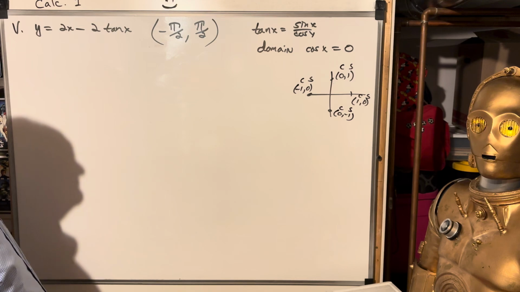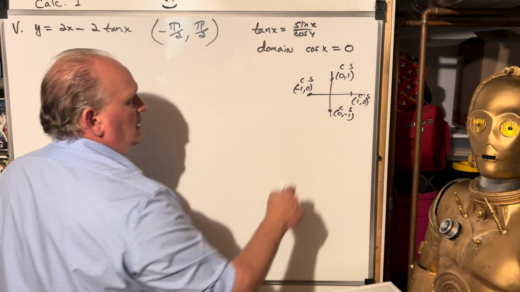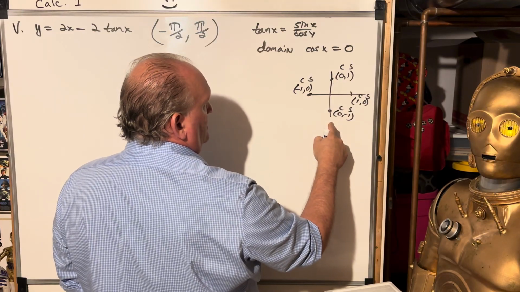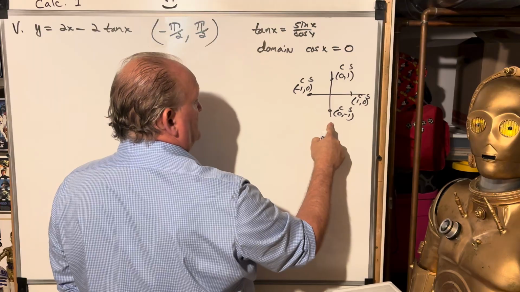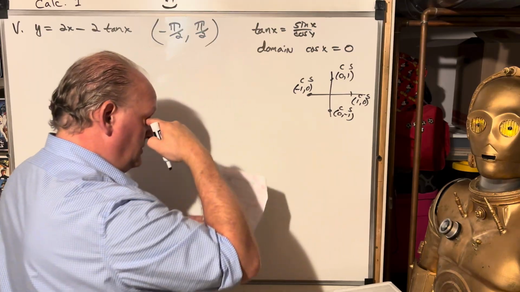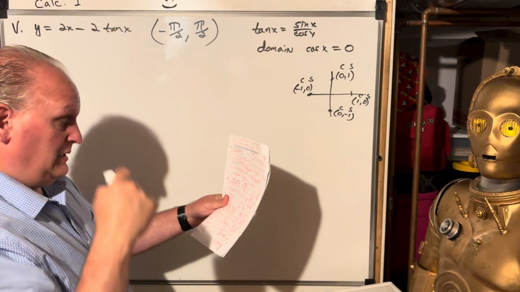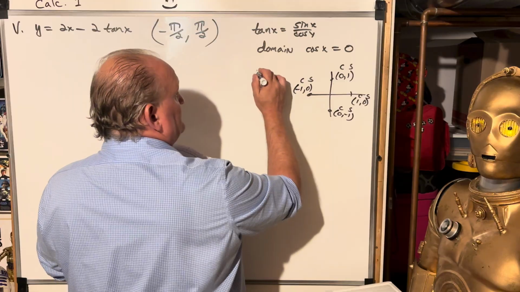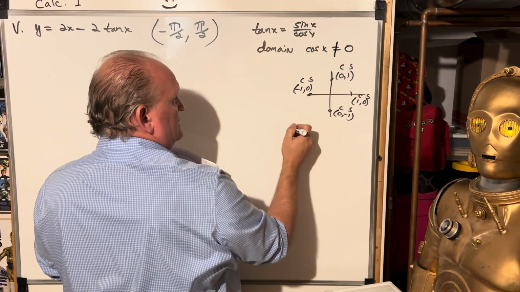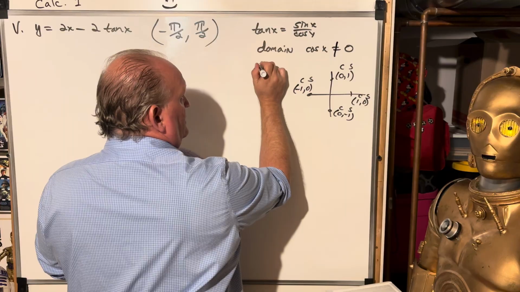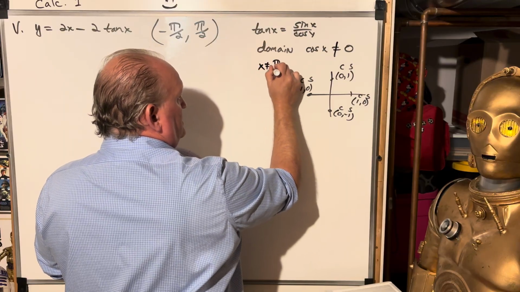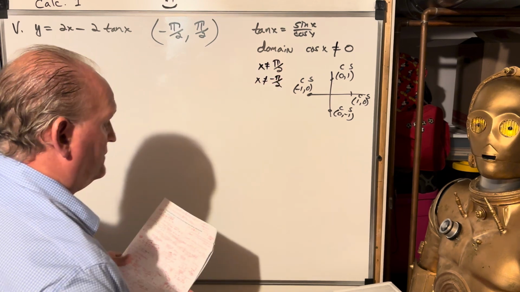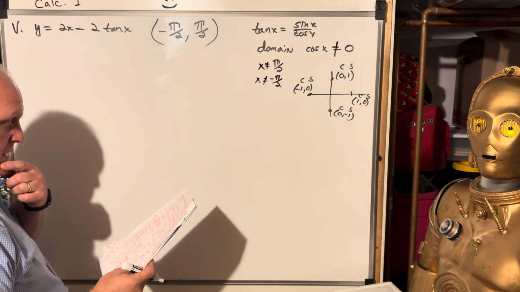Okay, so where is the cosine 0? It looks like it's 0 at pi over 2 and at negative pi over 2. So those are the two no-nos. So the domain: x cannot equal pi over 2, and x cannot equal negative pi over 2, or 3 pi over 2, if you want to go around the positive way.